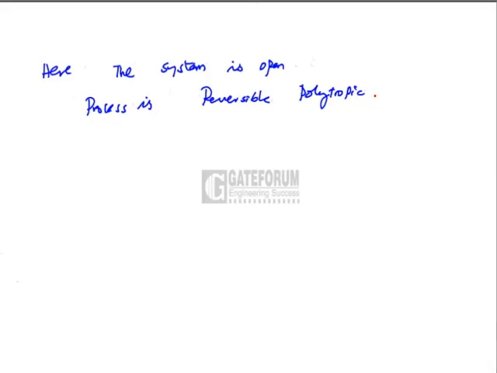Here the system is open and the process is reversible polytropic, which may be indicated as PV to the power of n is equal to constant. Now the problem is the value of n. The value of n is how much? Let us first calculate the value of the polytropic index n.